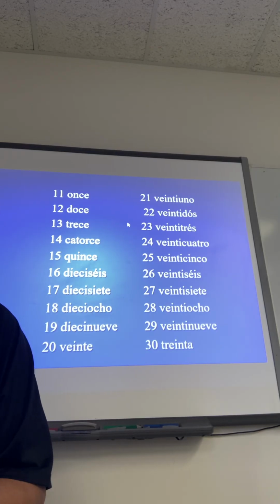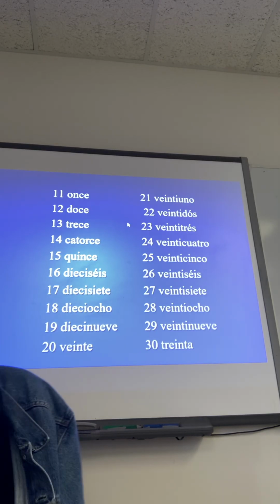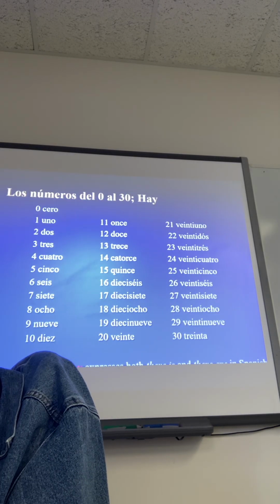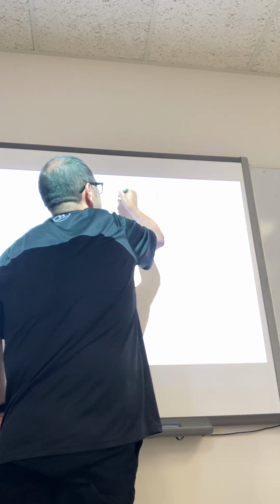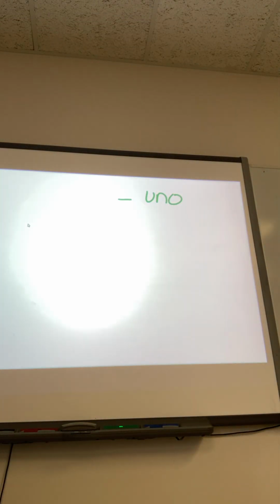If you go underneath the numbers, okay? And I'm going to do this because I need you to write. The number 1, uno, has 3 different forms. Okay? Uno, we just use for counting.